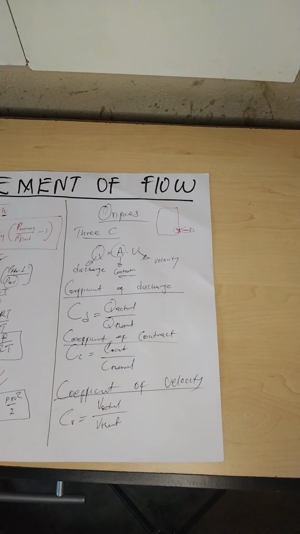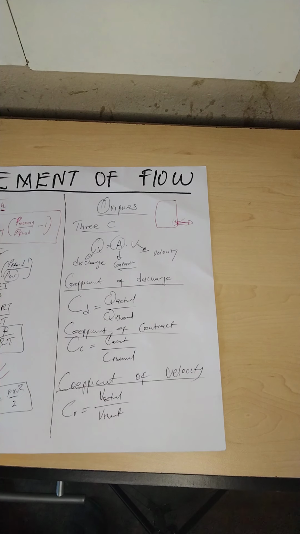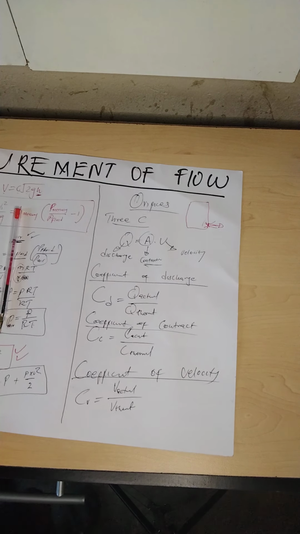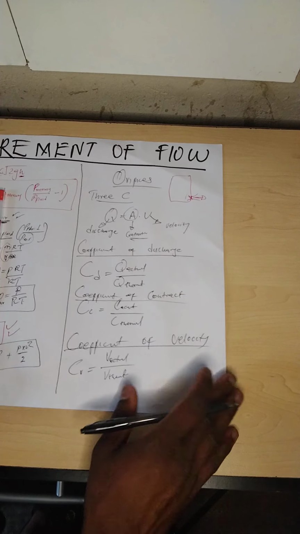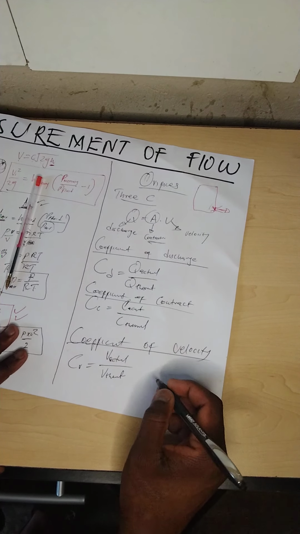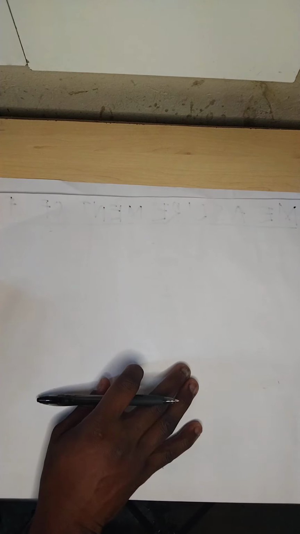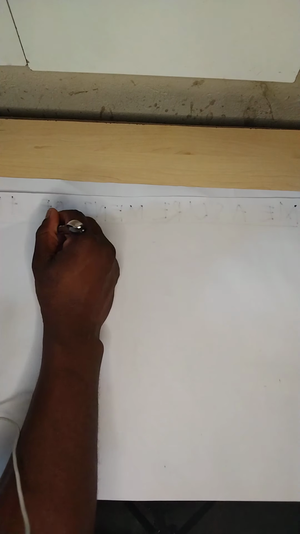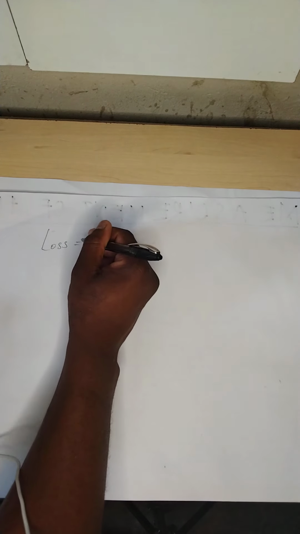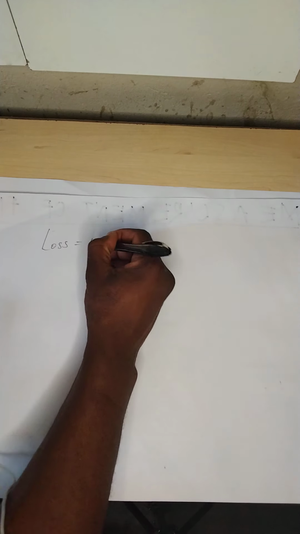One thing you always have to know is that when they talk about orifices, they always like to ask you about the losses. When you are asked about the losses, always give them what they want. Let me go to the next page so that I can write the equation for you. When they want you to calculate the loss through the orifice, you're always going to give them the height.